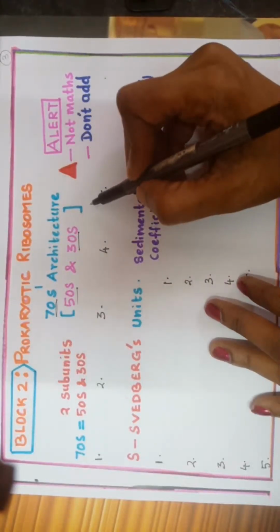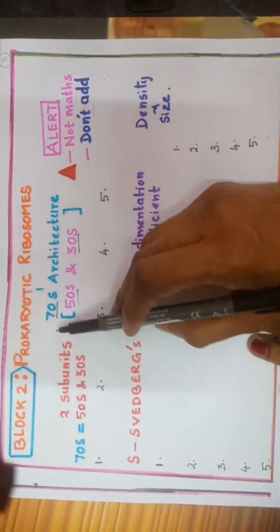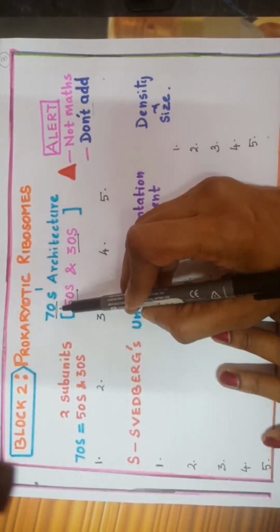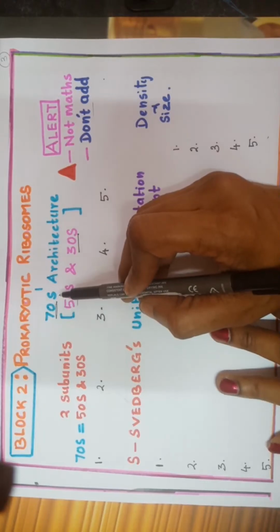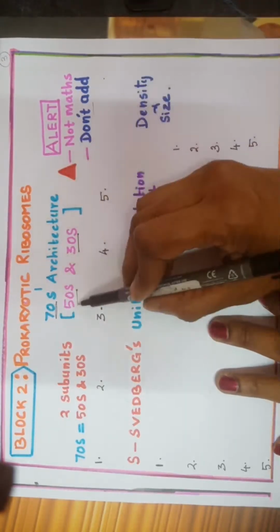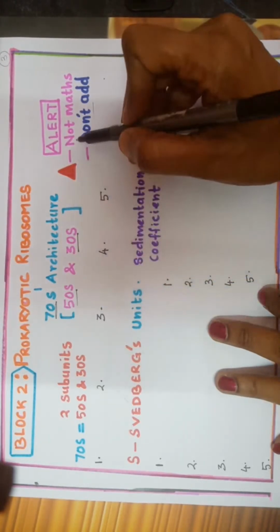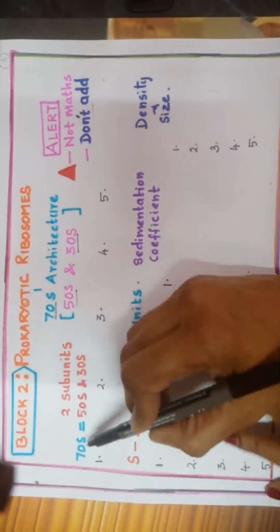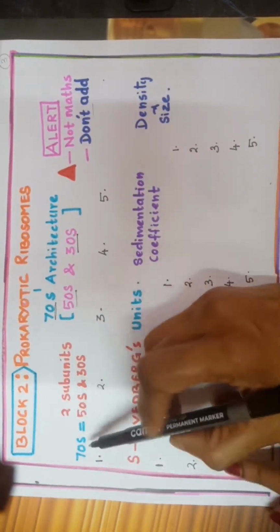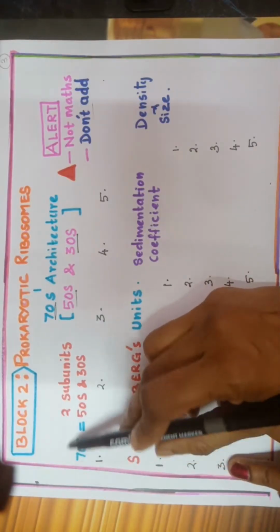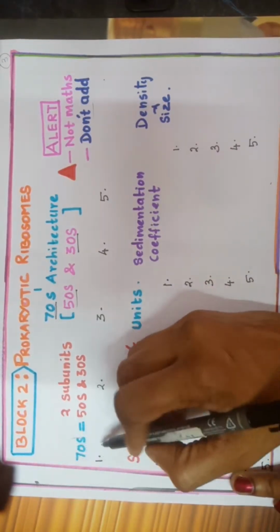Sometimes we make silly mistakes. In prokaryotic ribosomes, we have 70S type of architecture. If they give you 50S and 30S, don't add it. Okay, 50S plus 30S is equal to 70S. This is a 70S type of architecture.